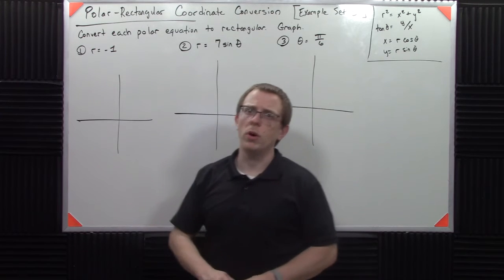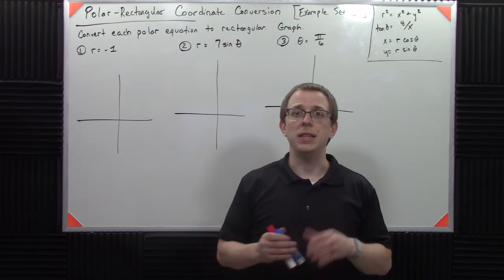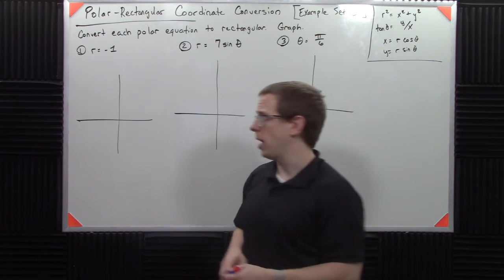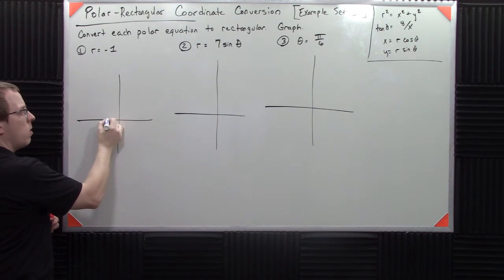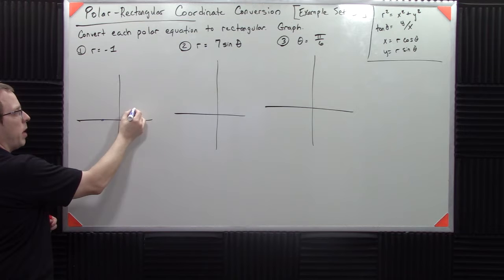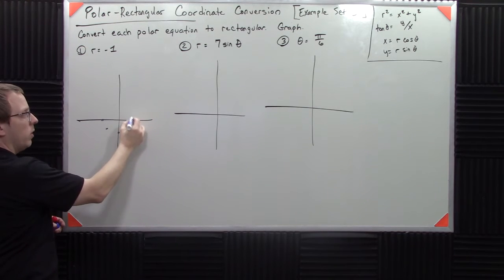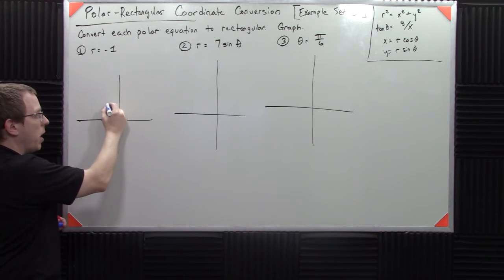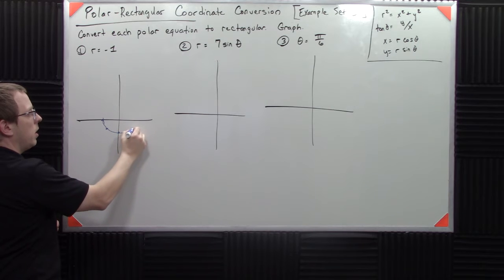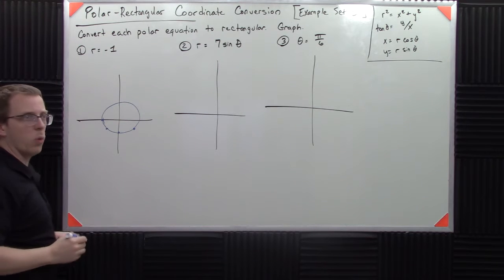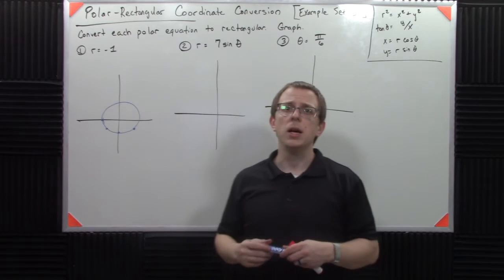r equals -1. Now, what this says is that no matter what angle you're at, the distance is always 1 in the opposite direction. So if I'm at an angle of 0, it's -1. If I'm at an angle of pi over 4, it's -1. If I'm at an angle of pi over 2, -1. If I'm at an angle of 3 pi over 4, -1. So what you're seeing is no matter what, I'm a distance of 1 away. So I'm really just drawing a circle that has radius 1.